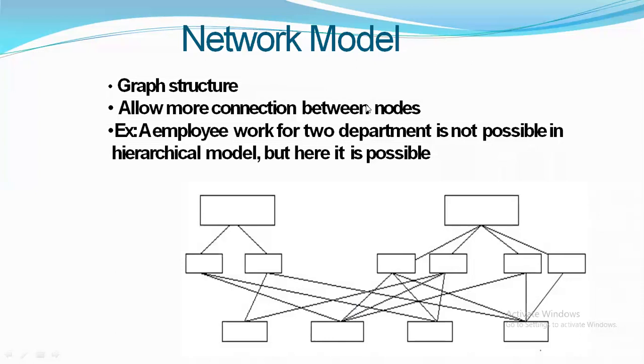Network model: in the network model the data is represented in the form of graphs only. We already know graphs from data structures. A graph contains nodes and edges, and an edge is a line which connects the nodes. Implementation is difficult, because if we represent the graphs in arrays, it is a static representation, and whenever we use static representation there is a problem. When we go for a linked list, it is very difficult to implement.